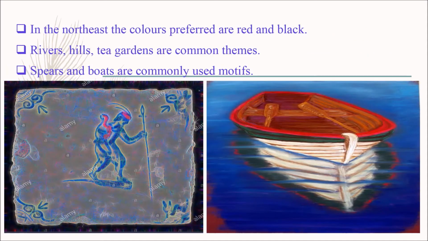In the northeast, the colors preferred are red and black. Rivers, hills, tea gardens are common themes. Spears and boats are commonly used motifs. Here we can see the pictures of spear and boat.